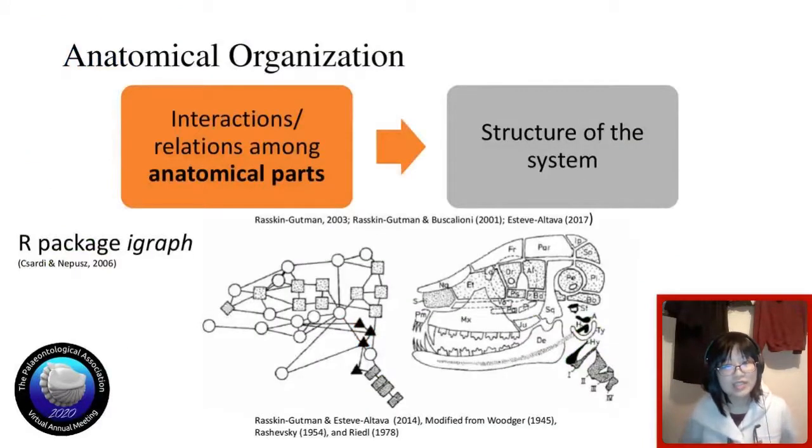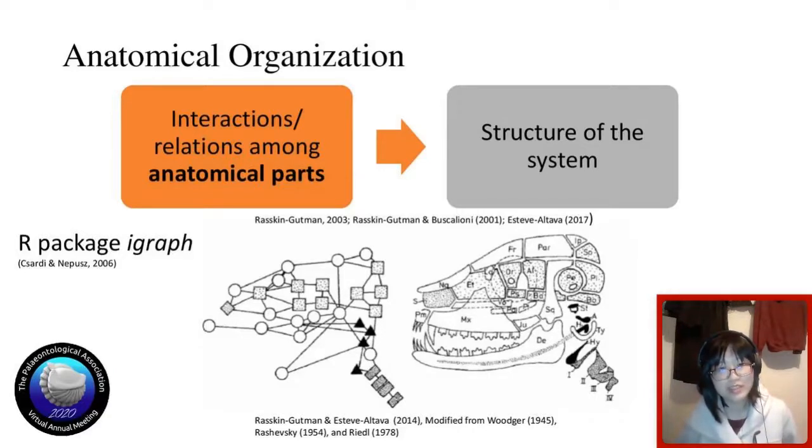The evolution and diversification of the skull of archosaurs have been associated with changes in the patterns of phenotypic integration and modularity. My project focuses on one type of modularity called organizational modularity, which is about how the cranial structure is formed based on the interactions or relations among different anatomical parts. In this case, it's the physical arrangement of cranial bones.